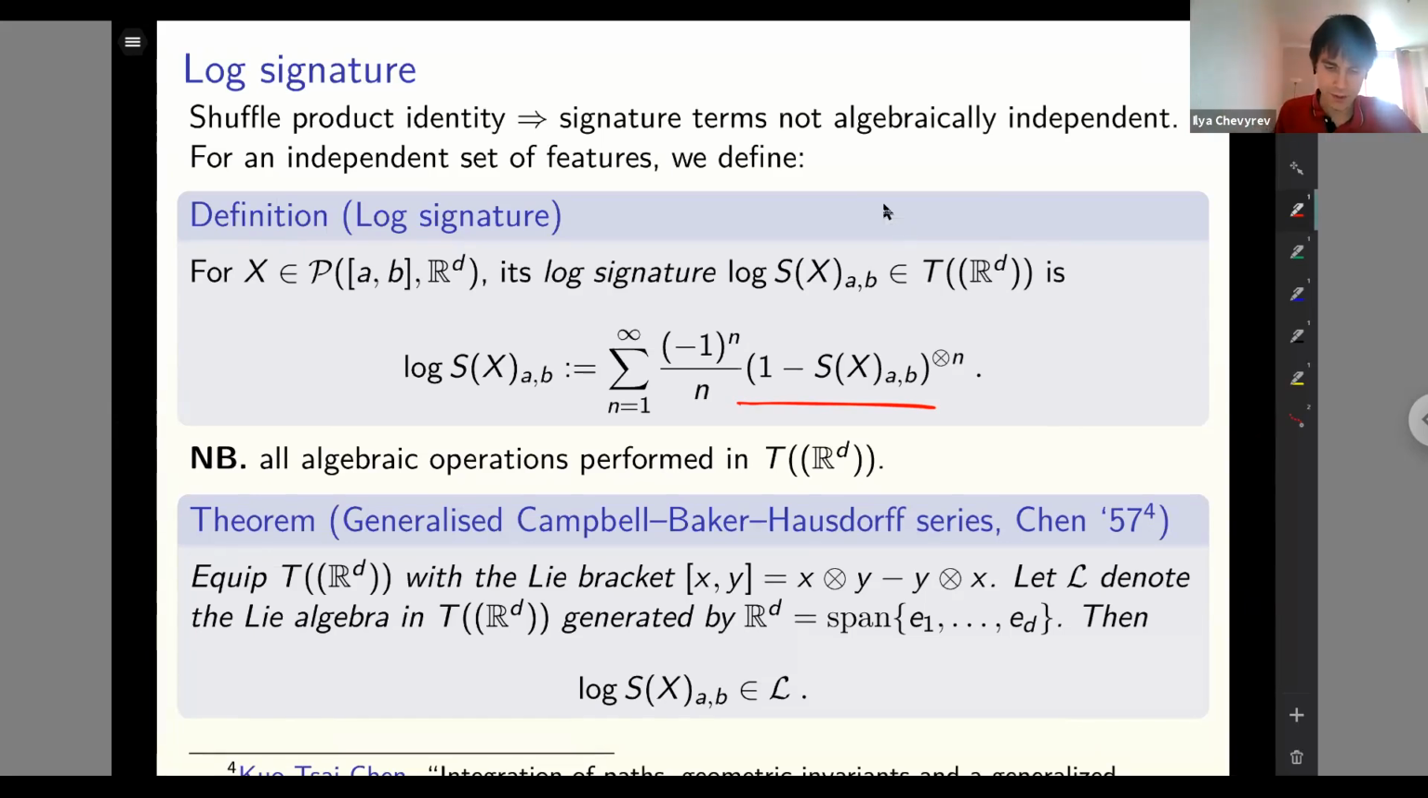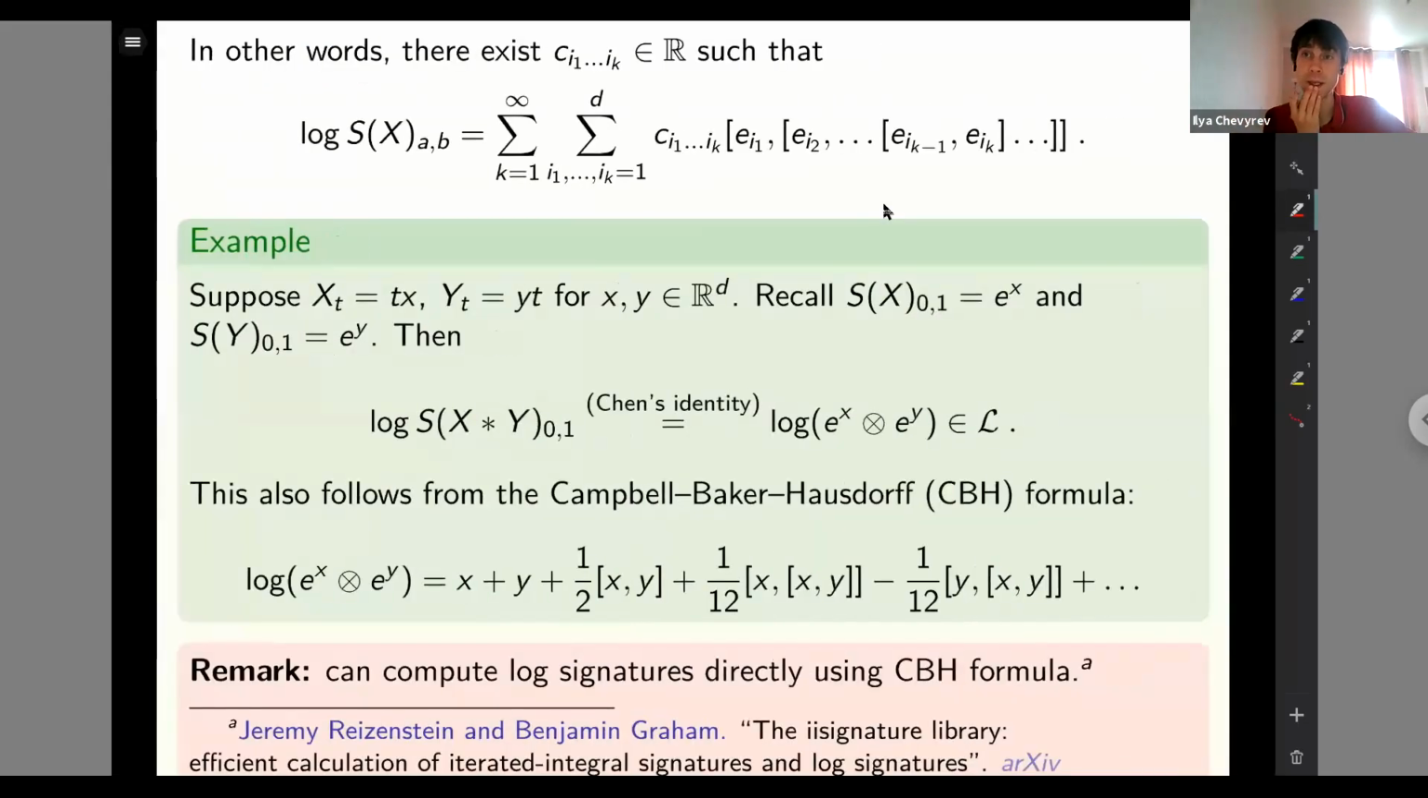Okay, so we saw that this log signature also had some nice algebraic properties. The signature took values in a nonlinear group, and now the log signature takes values in a linear space called the Lie series. And we saw how this connected with the classical Campbell-Baker-Hausdorff formulas. This is actually also helpful for computations, because you can compute the log signature directly without necessarily having to compute the signature itself.